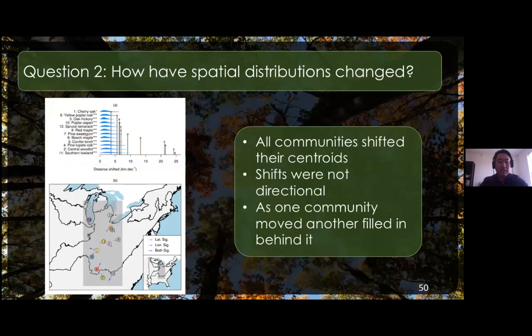But when we looked at where these shifts were actually occurring, they weren't really directional. We were finding that they were moving in all directions, some going north, some south, some east, and some west. The thought here is that as one community moves out of an area, another community is filling in behind it. We're seeing turnover in communities, as opposed to losing whole forests and having the community shifting and leaving nothing behind.